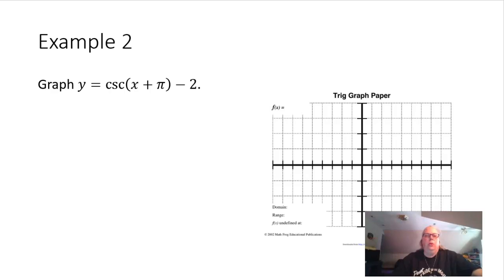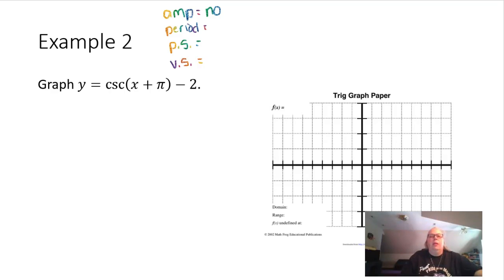Example 2, graph y is equal to the cosecant of x plus pi minus 2. All right, let's start off. We're looking for the amplitude, the period, the phase shift, and the vertical shift. Our amplitude, there is not going to be one. And again, this is because the range goes off to positive infinity and negative infinity.